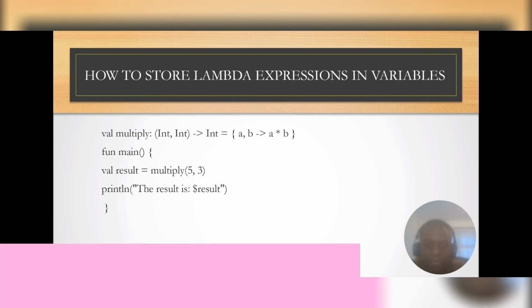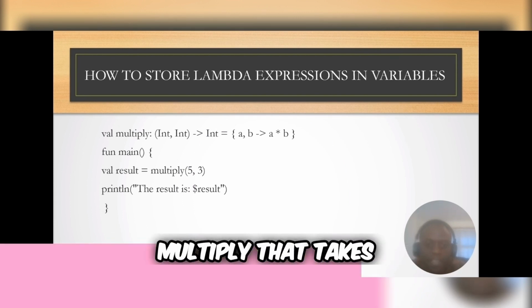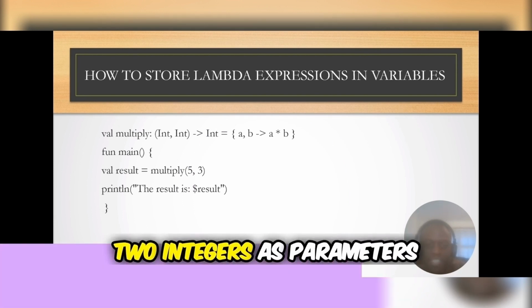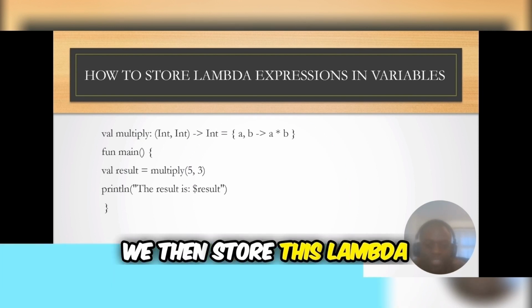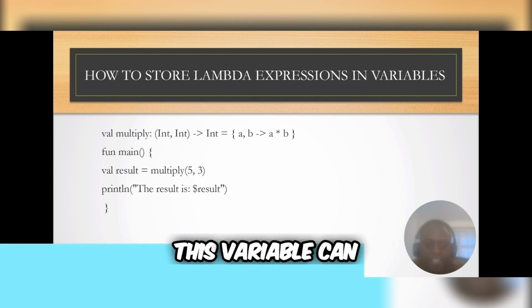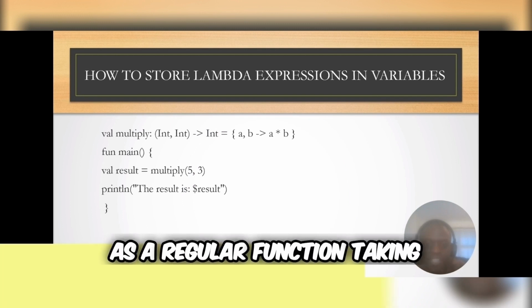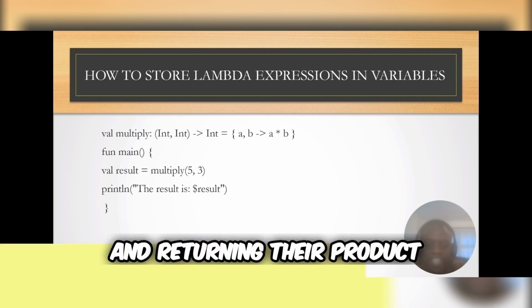Here's an example. In this example, we define a lambda expression called multiply that takes two integers as parameters and returns their product. We then store this lambda expression in a variable called multiply. This variable can now be used as a regular function taking two integers and returning their product.